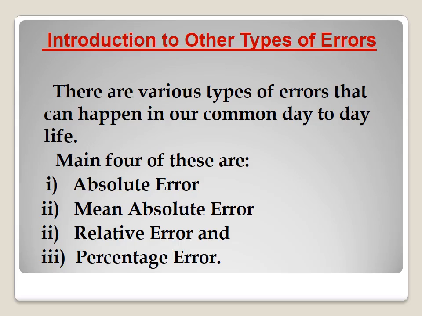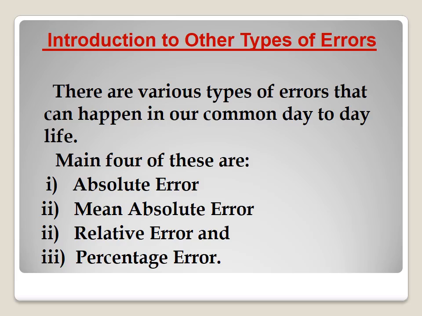In last class, you learned about the errors. What are the errors? The term error means an uncertainty produced in result from an experiment for measuring a physical quantity. Today's class, you are going to study other types of errors. There are various types of errors that can happen in our common day-to-day life. Now I introduce main four types of error here.